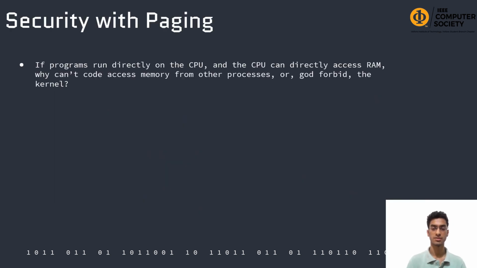So let's talk about security with paging. The process isolation enabled by memory paging improves the code ergonomics, but it also creates a level of security. The processes cannot access memory from other processes. This answers our question from the beginning: if the programs run on the CPU and the CPU can access RAM, why can't code access memory from other processes?